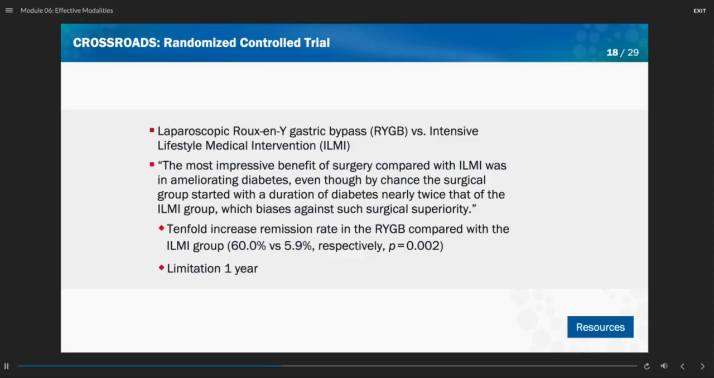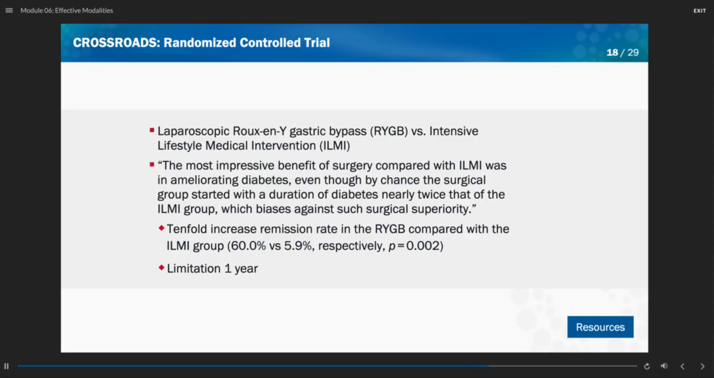So the authors concluded the most impressive benefit of surgery compared with the lifestyle intervention was in ameliorating diabetes, even though by chance the surgical group started with a duration of diabetes nearly twice that of the lifestyle medicine group, which biases against the surgical superiority. So they found a 10-fold increase in remission rate in the surgical group compared with the lifestyle medicine intervention group. And one of the limitations of this study is that it was only 12 months in duration.